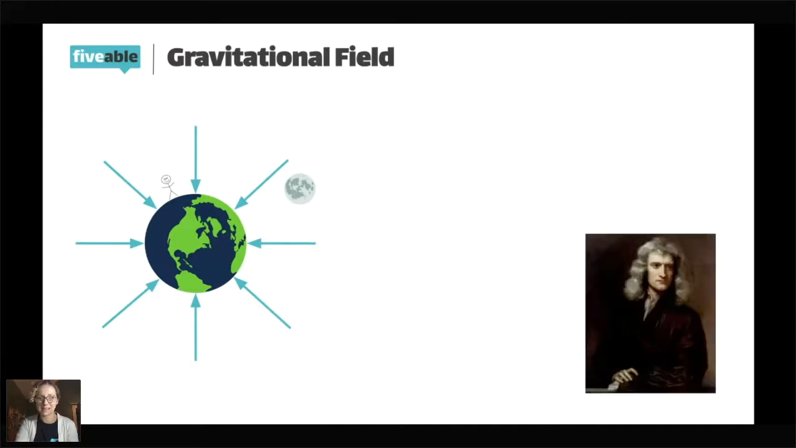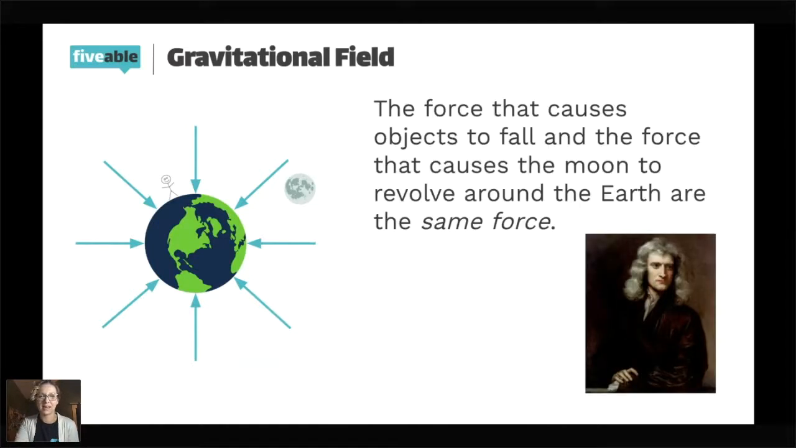But the key insight that Isaac Newton had is the fact that the force that caused the apple to fall and the force that causes the moon to revolve around the Earth or the planets to revolve around the sun, those are the same force. And maybe it's just because I'm a physics nerd, but that just blows my mind. The fact that he figured that out, because they sure don't look like the same force.